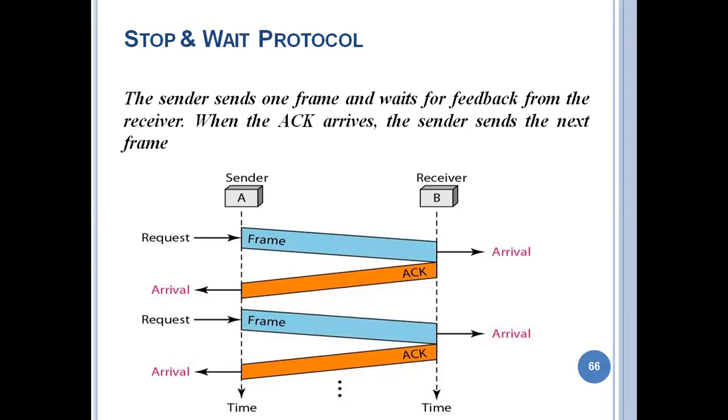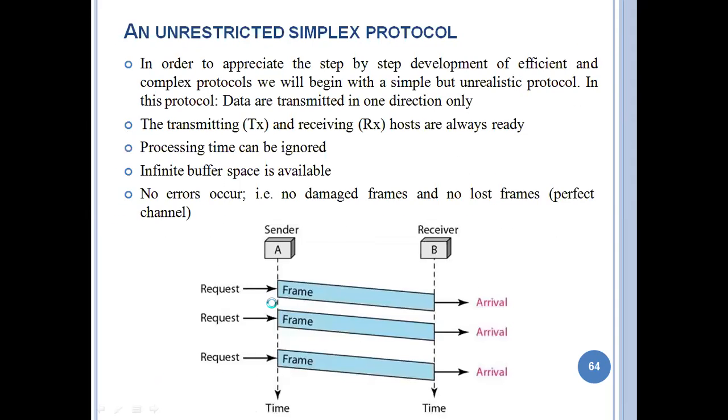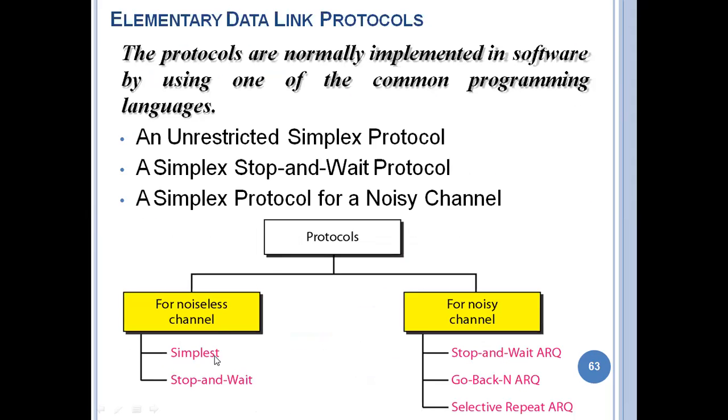First the sender sends the message. Both sender and receiver use one path. After the sender sends the message, the receiver sends the acknowledgement to the sender. Both use the same path; that is the stop and wait protocol. So these two, simplex protocol and simplex stop and wait protocol, are for the noiseless channel.